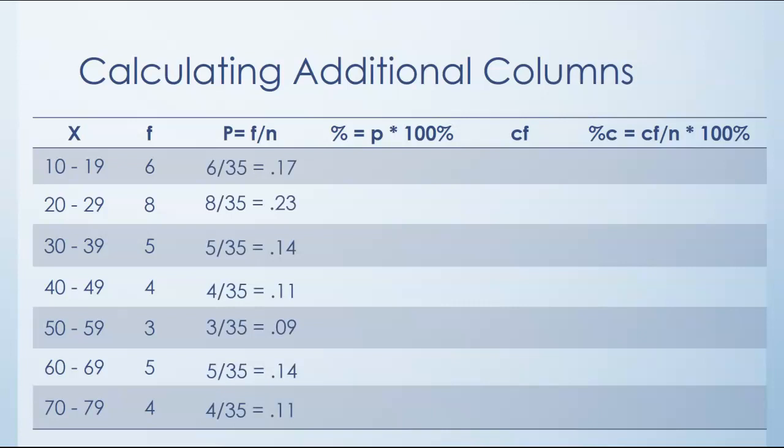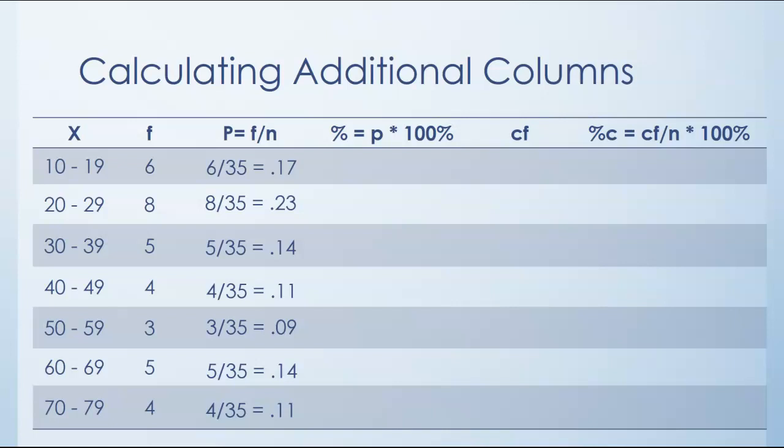We've got 6 divided by 35, which gives us 0.17. 8 divided by 35, 0.23. 5 divided by 35, which gives us 0.14. 4 divided by 35 gives us 0.11. 3 divided by 35 gives us 0.09. Again, 5 divided by 35, 0.14, and lastly 4 divided by 35, which gives us 0.11 again.